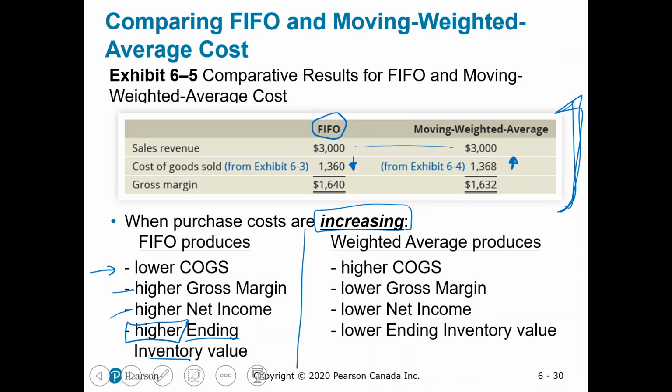So when we sell something, we now use that higher unit cost, so it results in a higher cost of goods sold, which then leads to a lower gross margin and a lower net income. And since our cost of goods sold was higher, we also have lower ending inventory in the weighted average. So when it's increasing, FIFO is where we look better because we have lower cost of goods sold and a higher net income and higher ending inventory on our balance sheet as well. Weighted average, we look worse when things are increasing because we've got this lower net income and lower ending inventory.